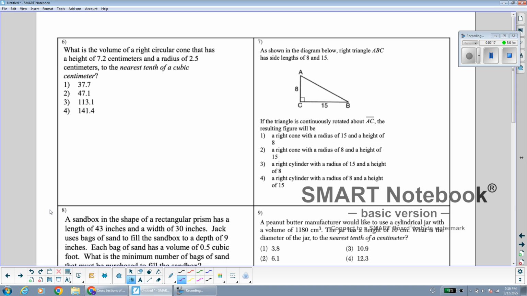For number 6, we need to find the volume of a cone. Okay, a third of the cylinder formula. And we're told the height, and we are told the radius, and centimeters, centimeters, centimeters. So everything's centimeters, so no conversions, luckily.